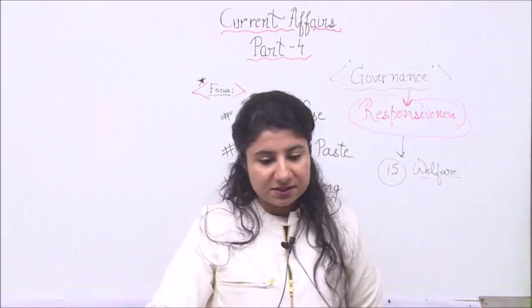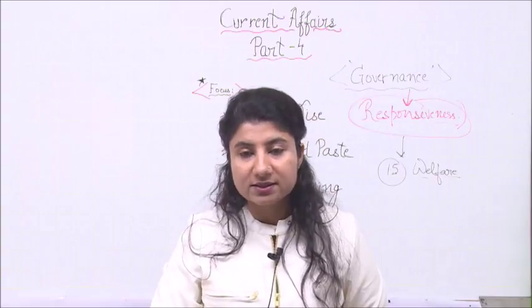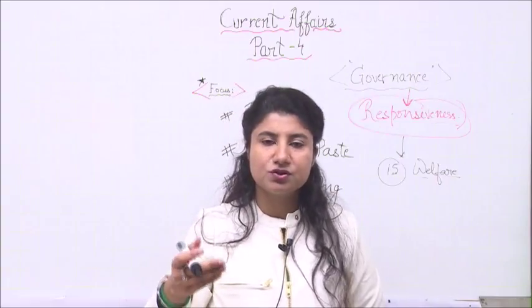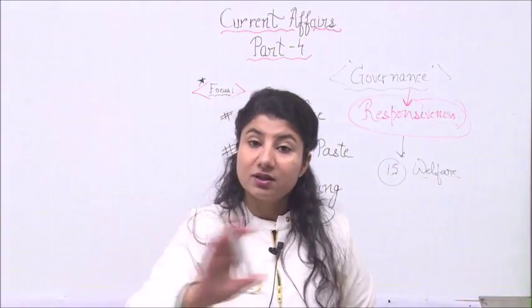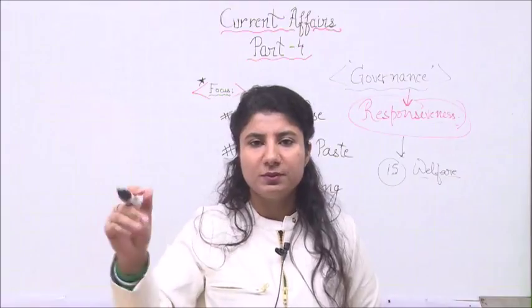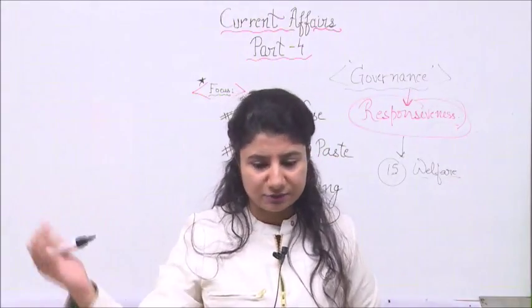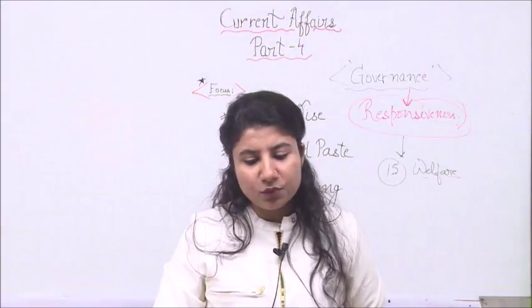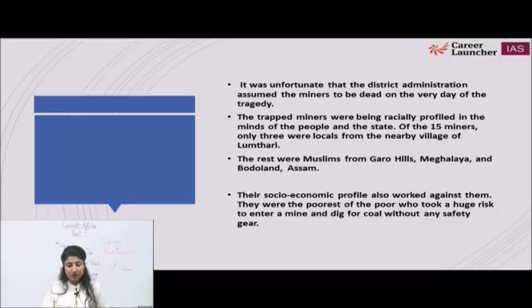So the third statement says that, the fourth one, their socio-economic profile also worked against them. So the state administration or the district administration, the people involved basically, not the complete administration, they felt that we have to rescue these 4 people first, so they rescued them and the rest they were being left to the destiny. They were the poorest of the poor who took a huge risk to enter a mine and dig for coal without any safety gear.